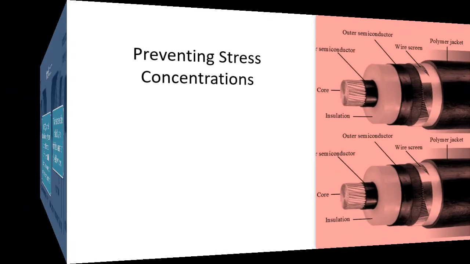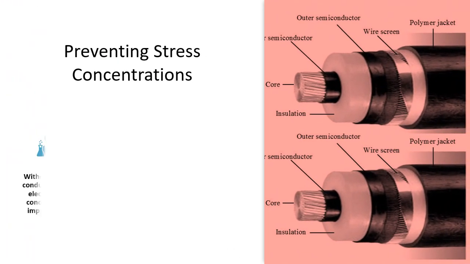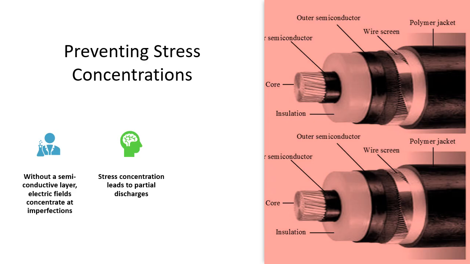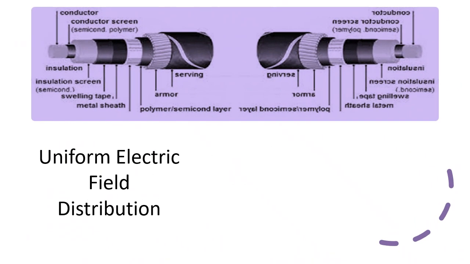Preventing stress concentrations. Without the semiconductive layer, electrical stress would concentrate at imperfections, such as sharp edges on the conductor or irregularities in the insulation. These stress points can cause partial discharges, tiny sparks within the insulation, which, over time, can lead to insulation failure. The semiconductive layer smooths out these imperfections, preventing dangerous stress concentrations.